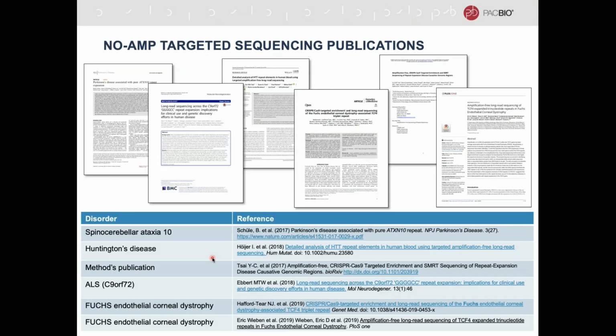We have had several collaborators already that have demonstrated the utility of the NOAP method in a diverse range of repeat expansions. And here is just listed some of the peer-reviewed publications that have been published to date.